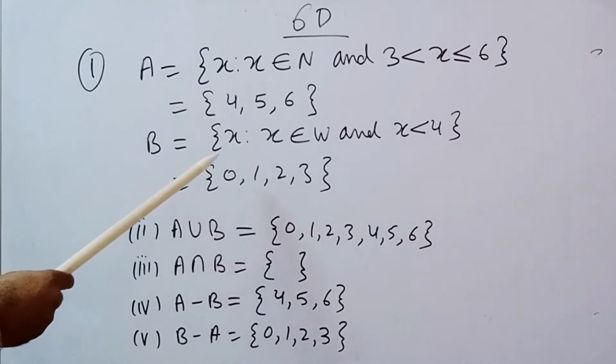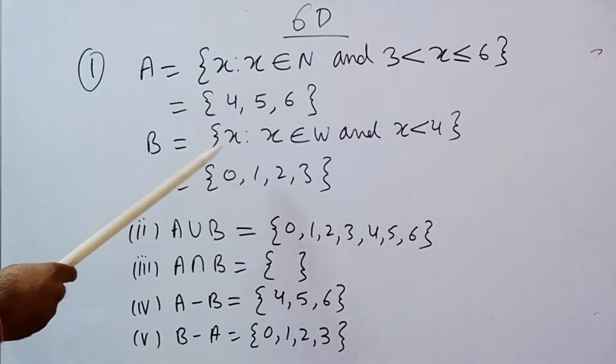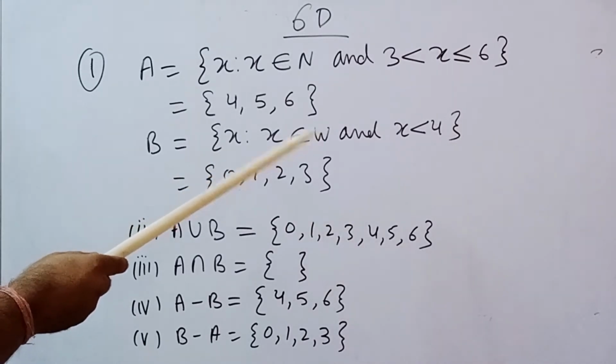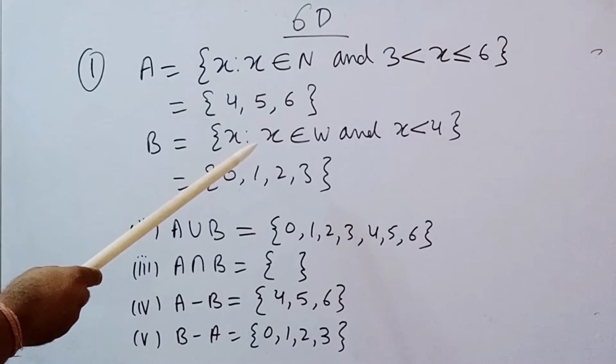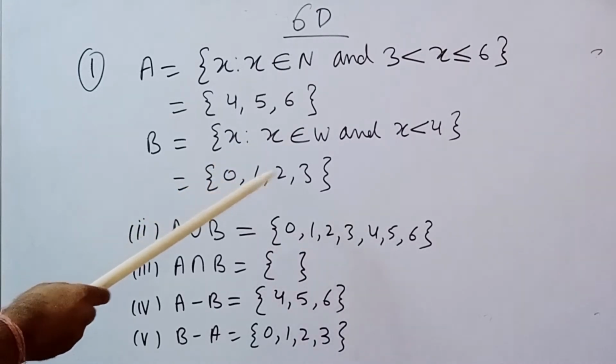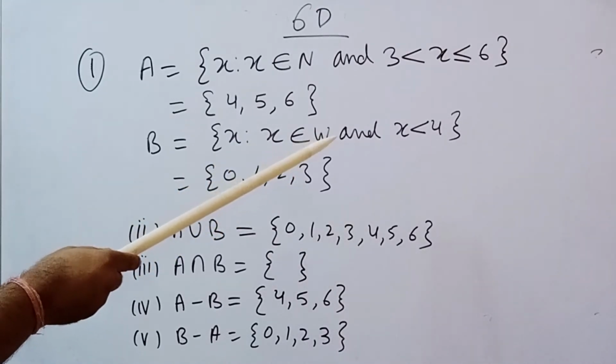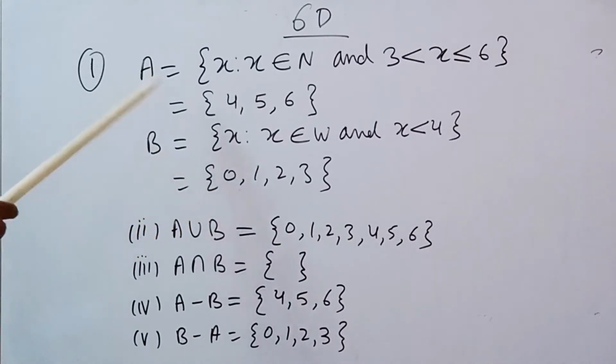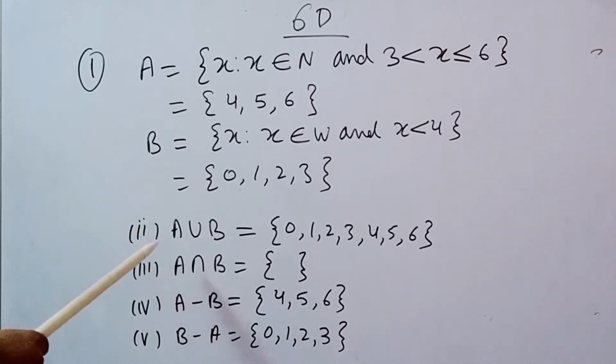Now the set B, we have x belongs to W, whole numbers, and x is lesser than 4. Whole numbers start from 0, you all know. So 0, 1, 2, 3; 4 we cannot take because x is lesser than 4. So here is B in the roster form. This is the part 1. Now we have to find out the second part, A union B.